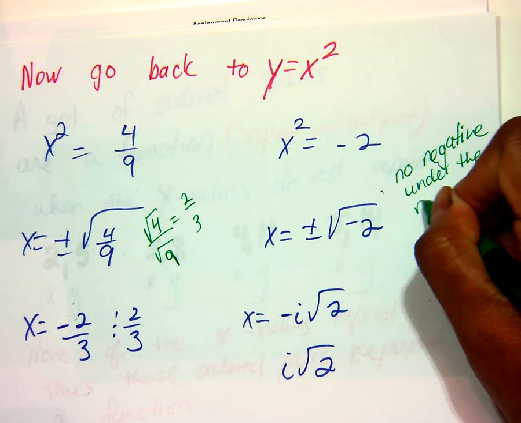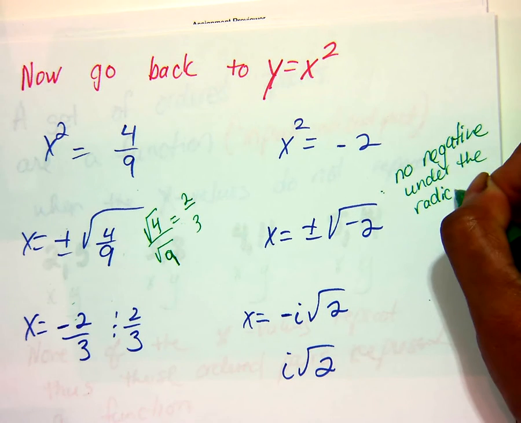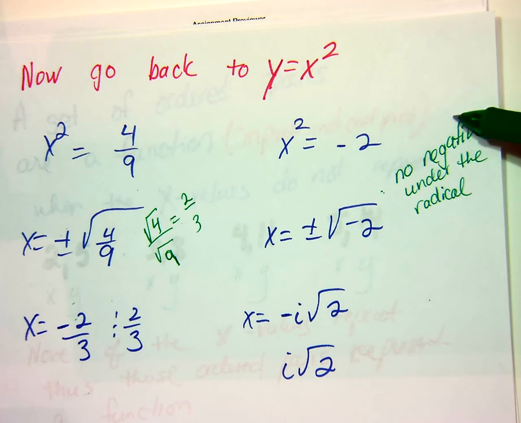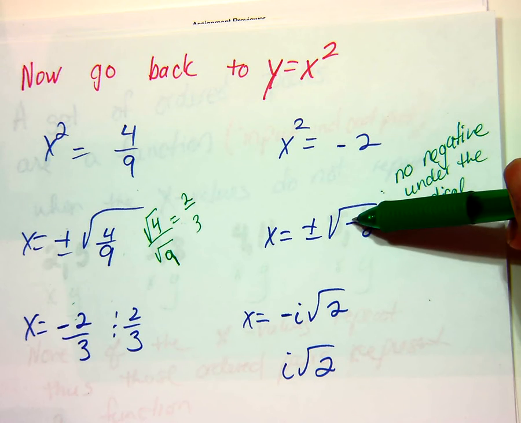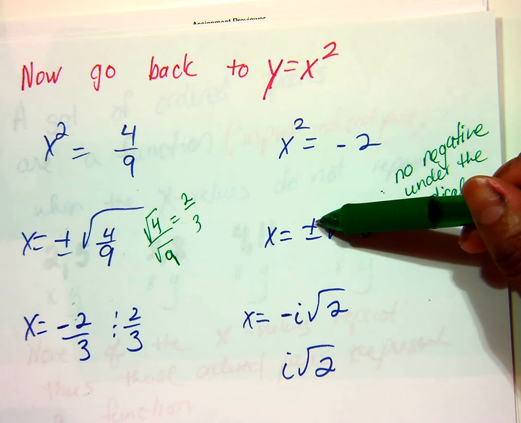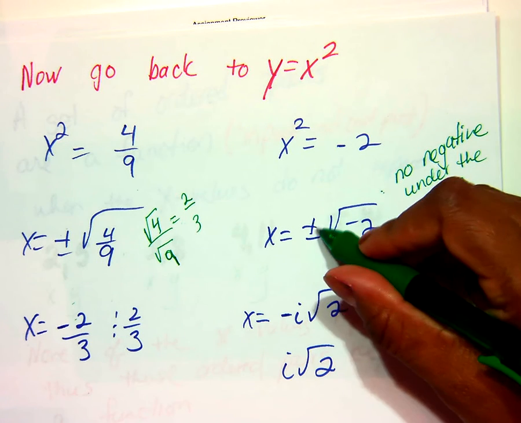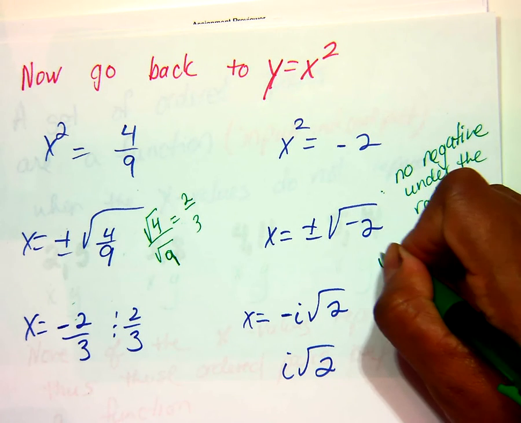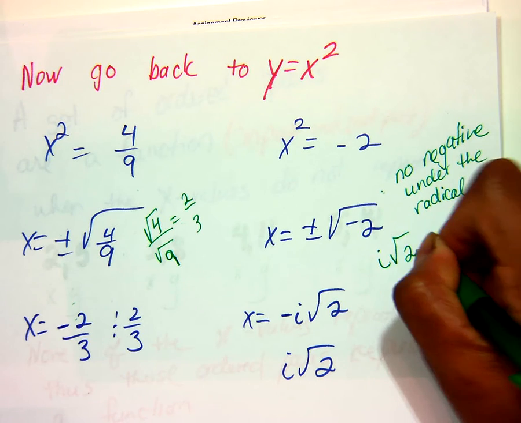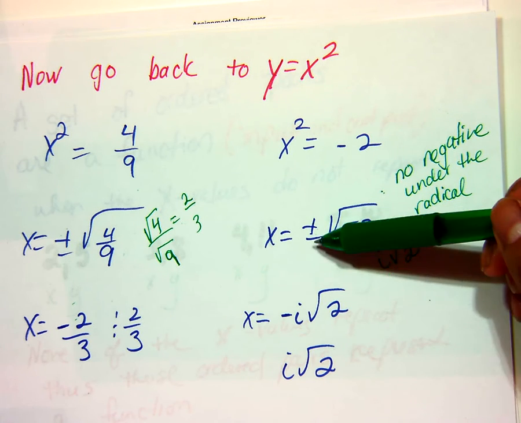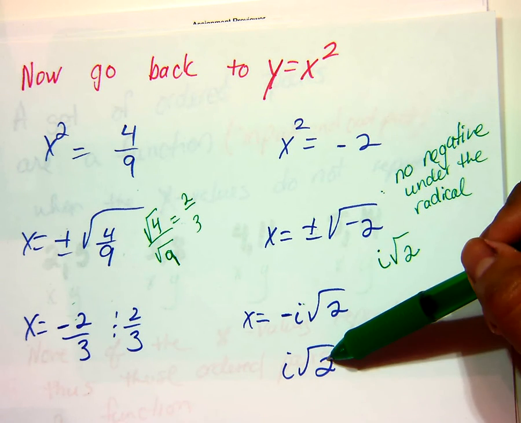In case you don't know what the radical is, I'm talking about the square root. So since our negative is under the radical, we factor that negative out. So because you got the plus and the minus, technically you just got i square root of 2. So we're going to break it down right here. One is going to be negative and the other one's going to be positive.